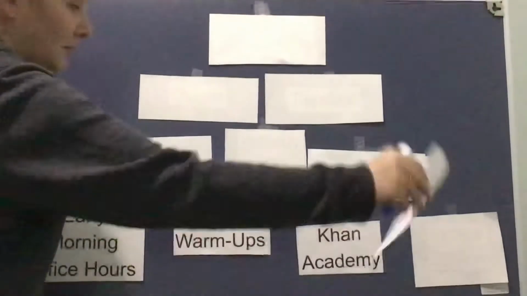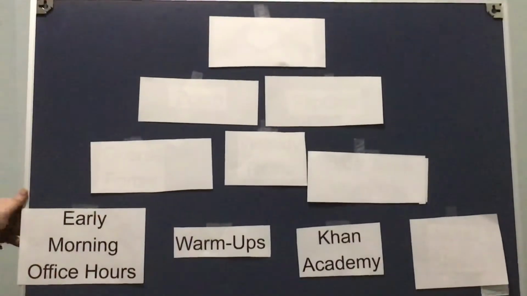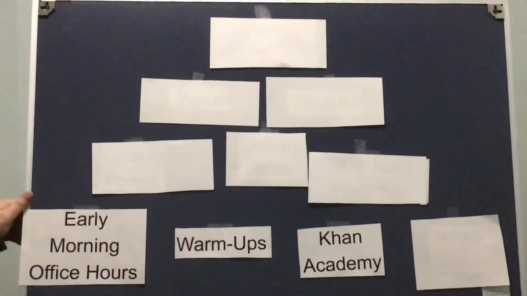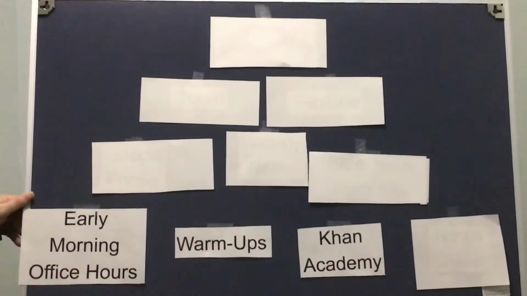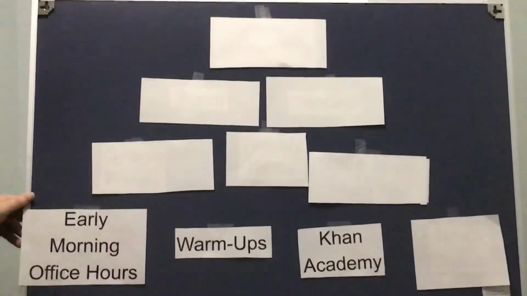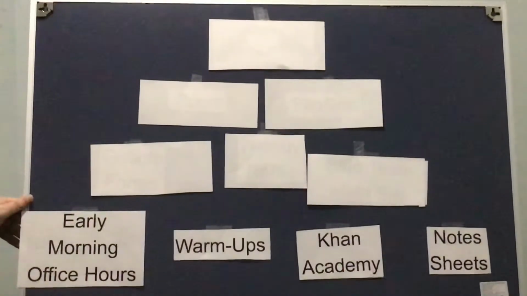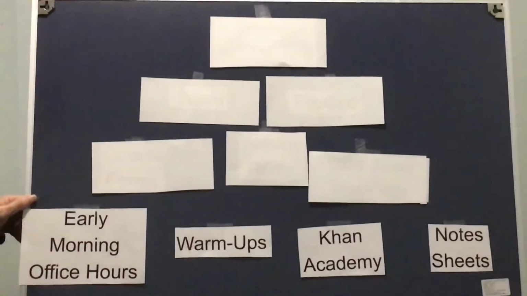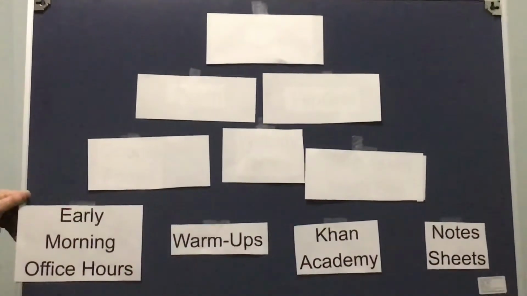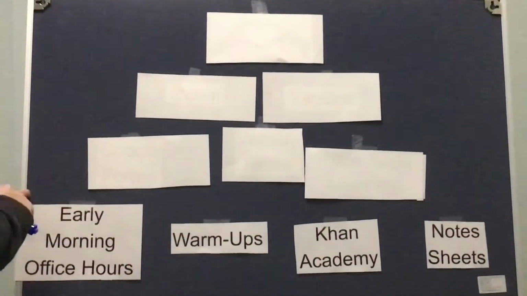Next on the pyramid, we have Khan Academy. You guys were going strong at the beginning. That first week, numbers were in the hundreds. Things have dropped off. Next on the pyramid, we have the note sheets. Helpful for those of you that follow along with the notes.